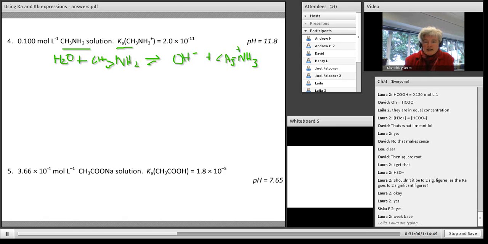Okay, so now we do the same thing. We write down the expression. Now the expression is Ka or Kb?